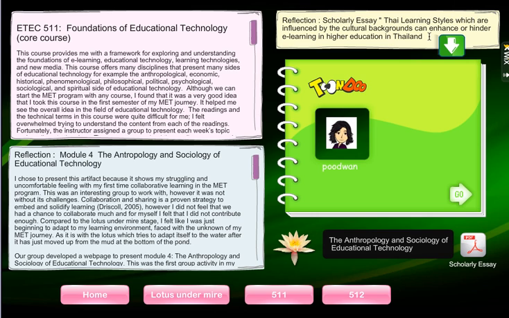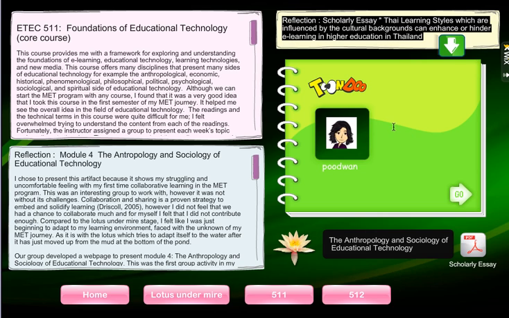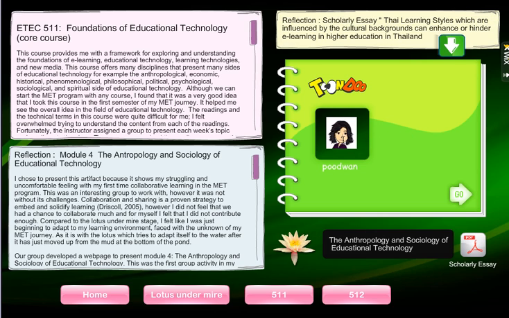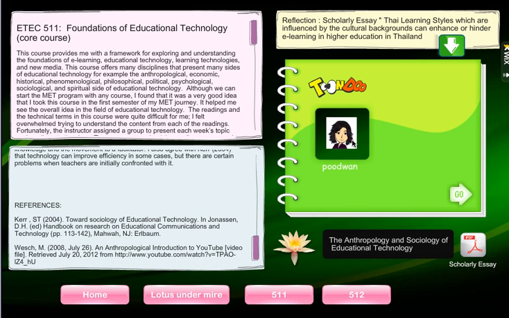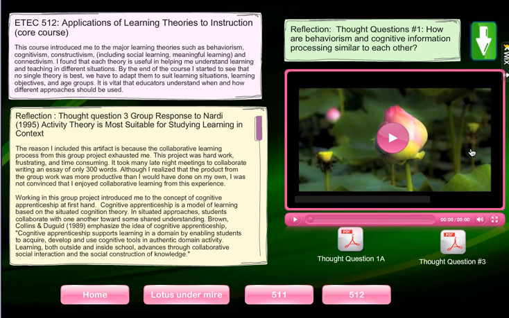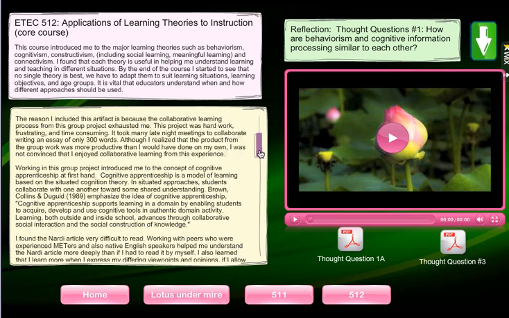Here, I made the reflection of my scholarly essay using a book format called Tundu. The other one is a wall of text, and you will have to scroll down a bit to read all the text. In the etec 512, I have made my reflection on thought question number 1 using iMovie. I try not to use only text to represent my reflections. However, the other one here is in text format. And please remember, if you see the scroll bar on the side of my text, it means I have more text below.